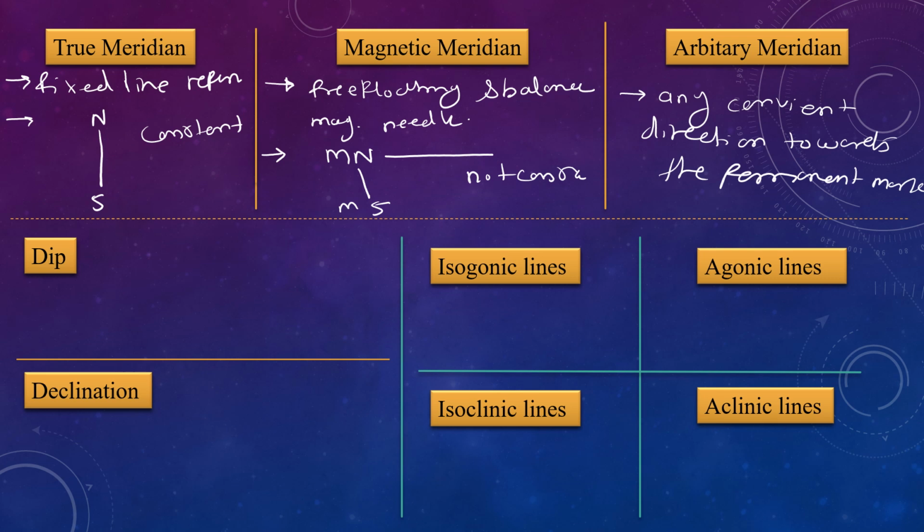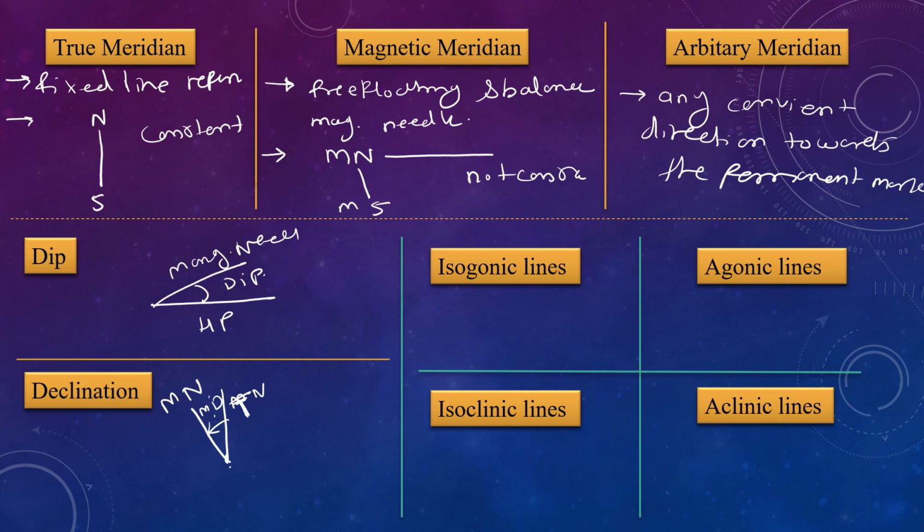Then next is dip. Dip is the angle between the horizontal plane and the magnetic needle. This inclination is nothing but the dip. Then magnetic declination. Magnetic declination is the angle between the magnetic meridian and the true meridian. So this is the true meridian and this is the magnetic meridian. The angle between the true meridian and magnetic meridian is the magnetic declination. Dip is the angle between the horizontal plane and the magnetic needle.